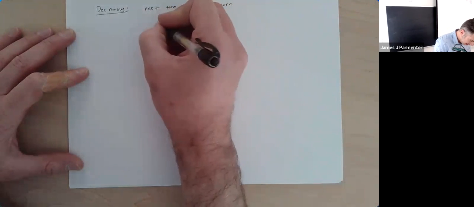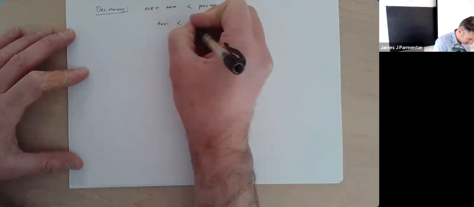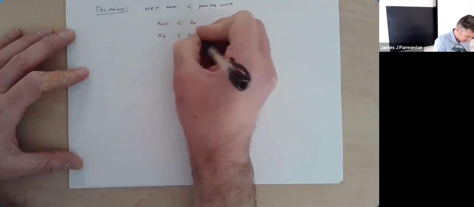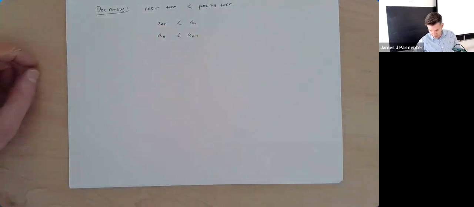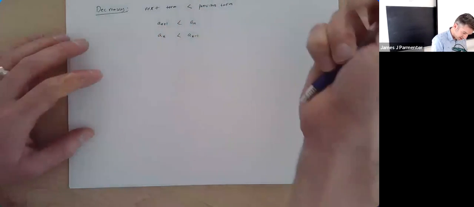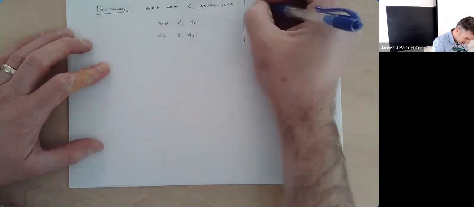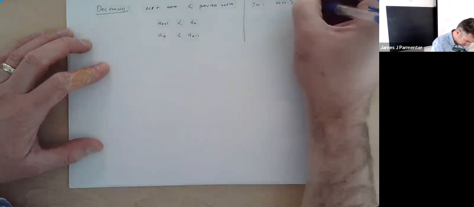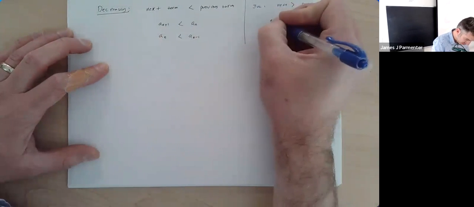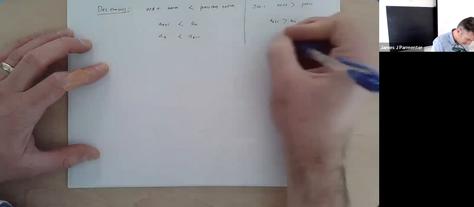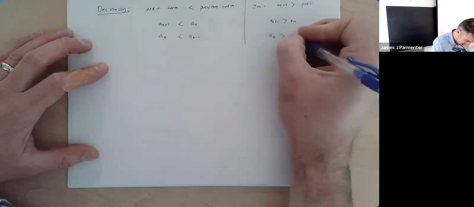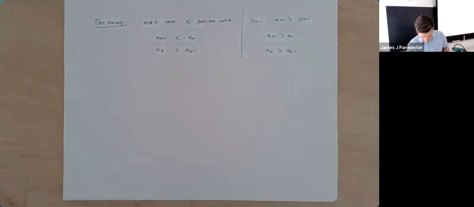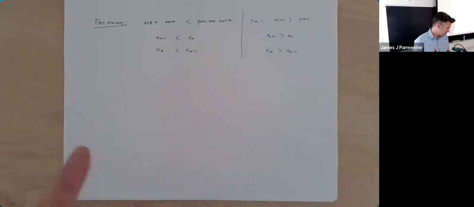You could either say the next term a sub n plus 1 is less than the previous term a sub n, or you could even do the next term a sub n is less than the previous term a sub n minus 1. And then to contrast that, if you want to show increasing, you're just going the other way. Increasing, you're showing that the next term is bigger than the previous term. So we want to show that a sub n plus 1 is bigger than a sub n, or if you prefer, a sub n is bigger than a sub n minus 1. That's the usual way of going about it. Yeah, cool.